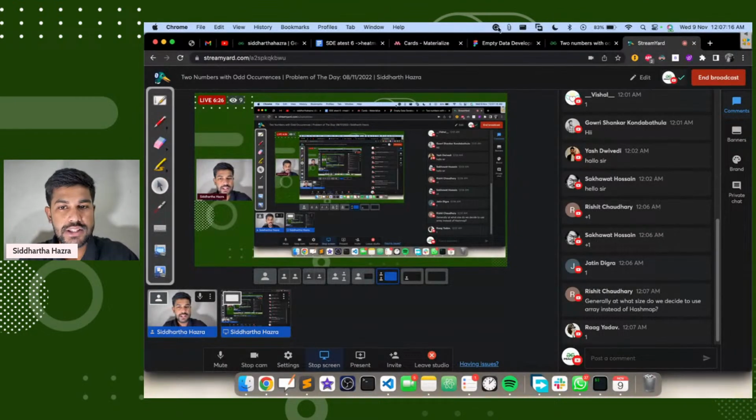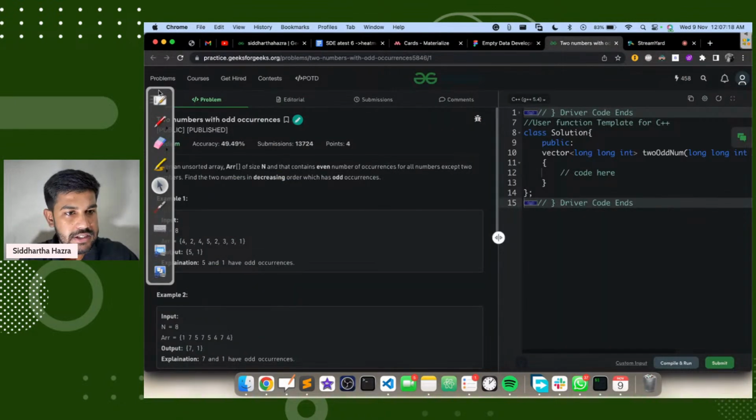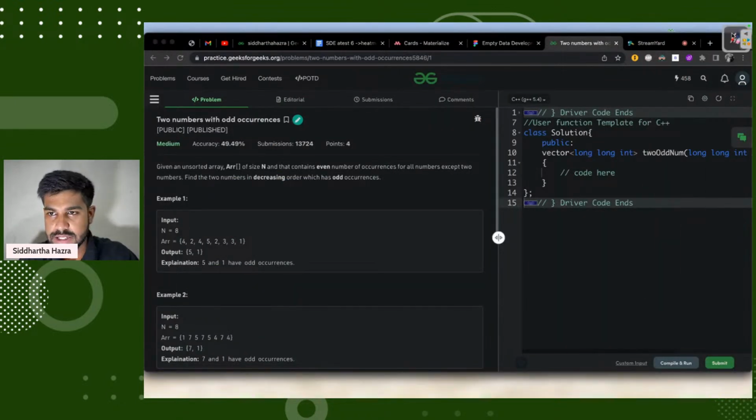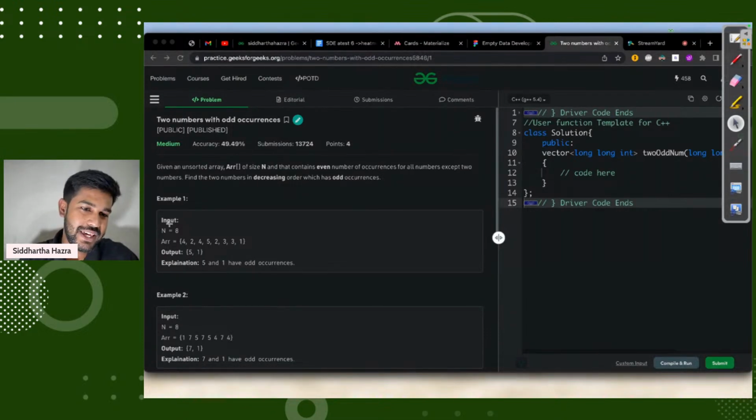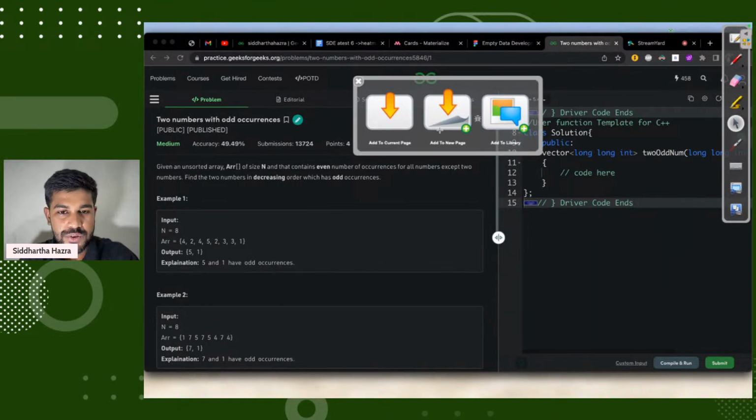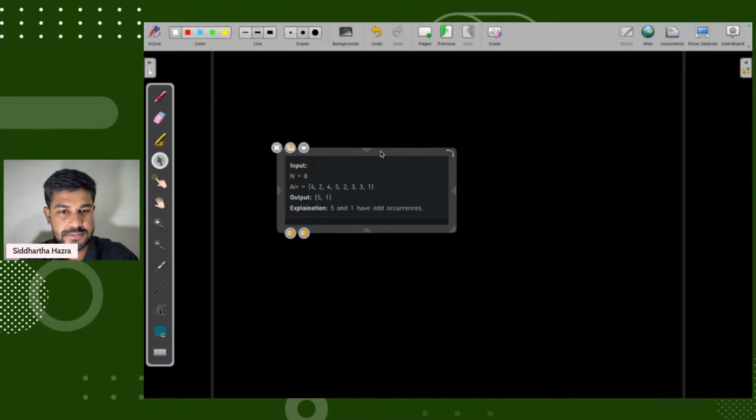Okay. Now to optimize it, let us do one thing. Let us take the sample test case, okay, because we experiment on the sample test case only. Fair enough, now let us have this.